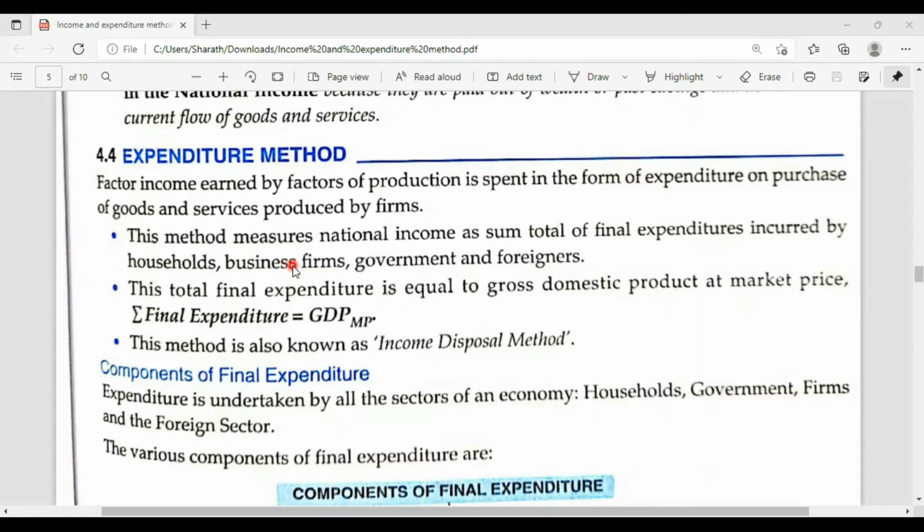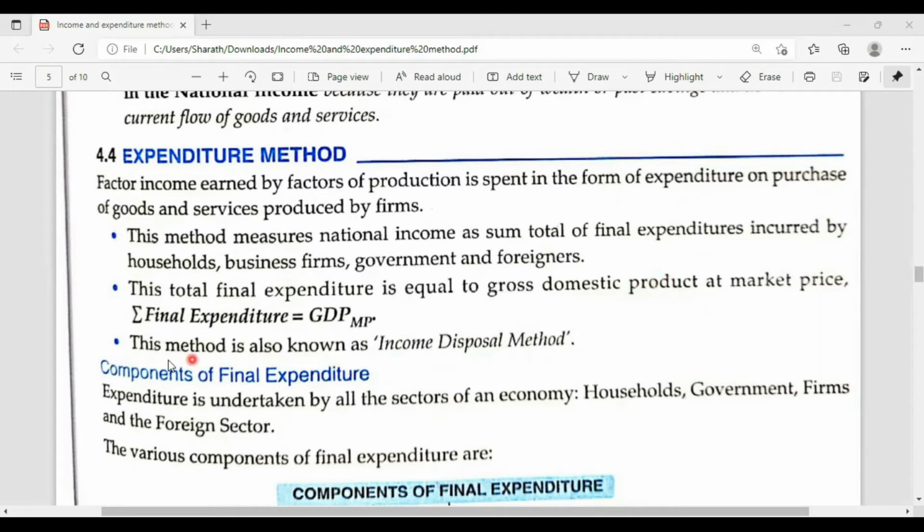Here, we are going to sum up all the expenditure incurred by the households, business firms, government and foreigners. All the different sectors of an economy making an expenditure, either consumption expenditure or investment expenditure, we accumulate and derive GDPMP. GDPMP is the first aggregate. We get it from the expenditure method.